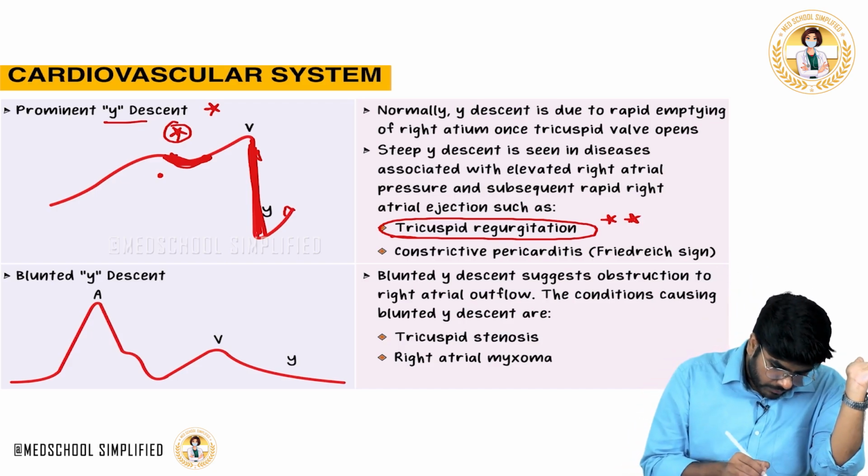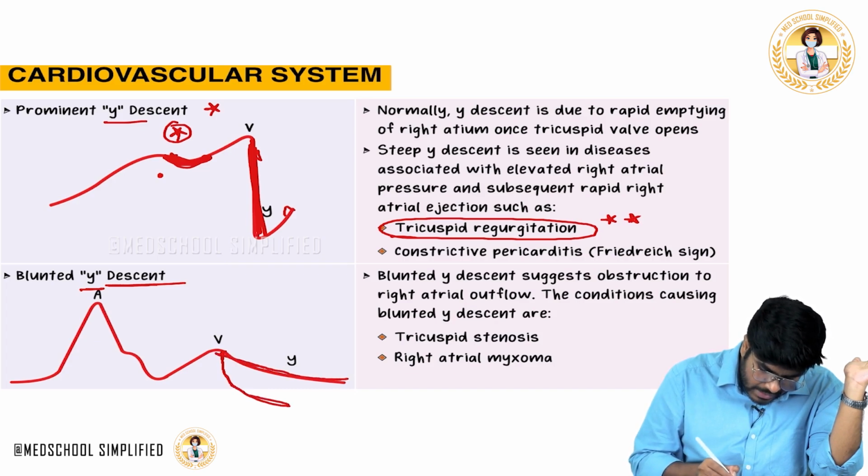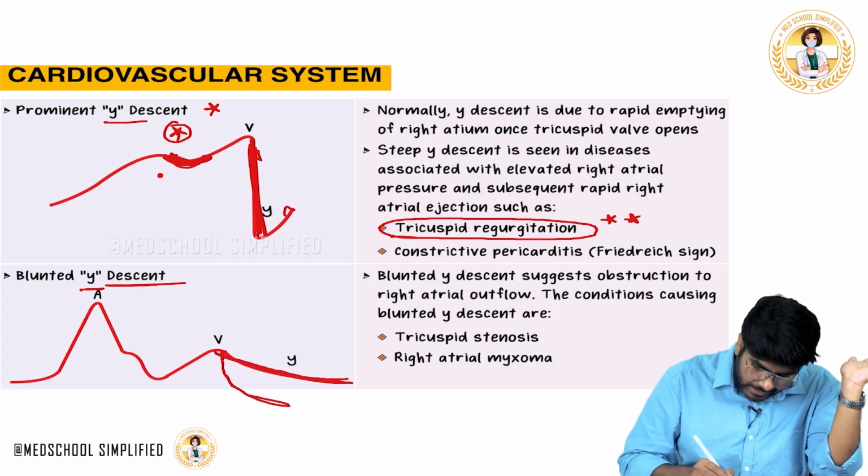Okay, and here what you are seeing is a blunted Y descent. Normally Y has to go something like this, but here the slope is decreased. So blunted Y descent is seen in tricuspid stenosis. Tricuspid stenosis, okay, the tricuspid valve is narrowed.